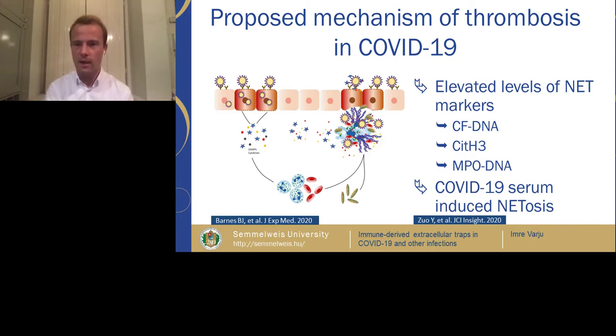And at the same time, MPO-DNA complexes, myeloperoxidase-DNA complexes, were also detected, which we already talked about, and how important MPO is in the process. So these two markers are more specific to NETosis, and these were elevated in a small study of 50-something patients. But it's a very important finding. What was also interesting in the same study is that the COVID-19 patient sera themselves induced NETosis in in vitro conditions. So they're definitely there in the vascular complications, but we'll continue to be on the lookout in terms of where NETs might play more of a role in COVID-19 complications.